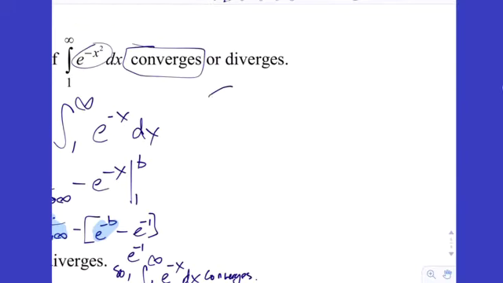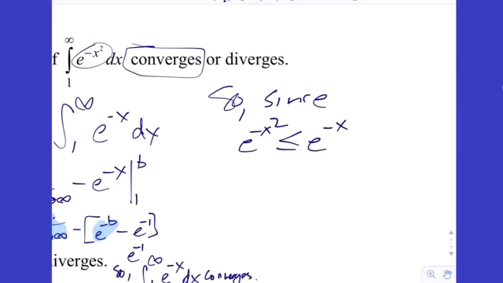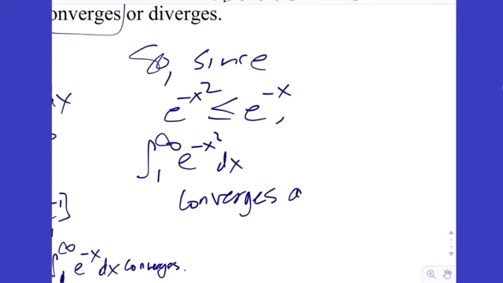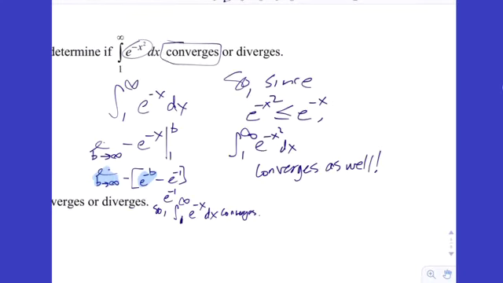Okay, so now we would say, so since e to the negative x squared is less than or equal to e to the negative x, they gave that to us, but we still have to state it as part of the reason. So since, okay, comma, the integral from 1 to infinity of e to the negative x squared dx converges, what? Also, as well, additionally? What do you want to say? As well. Okay, good. As well. Exclamation point. Right, there you go.